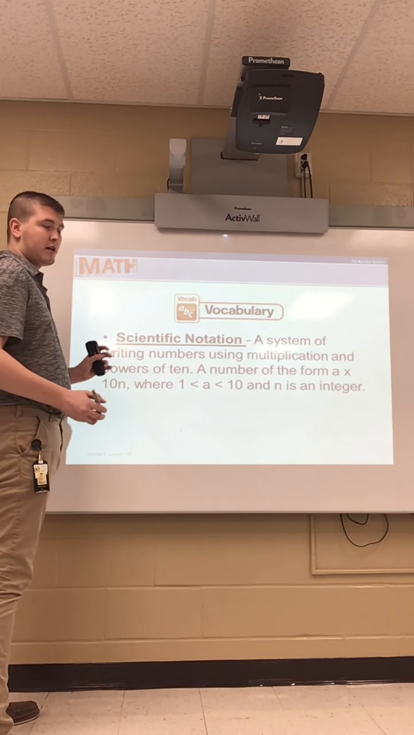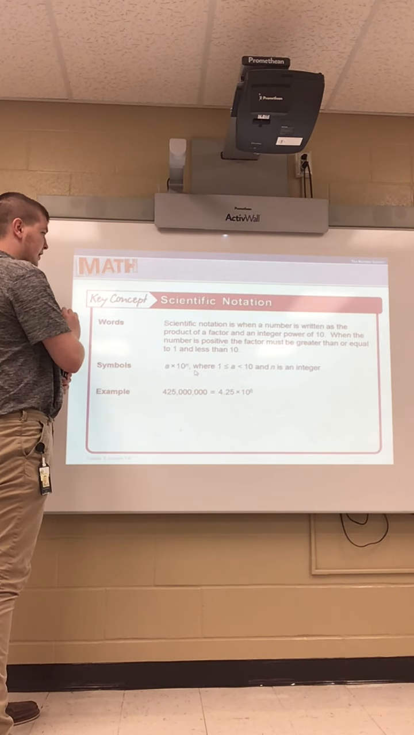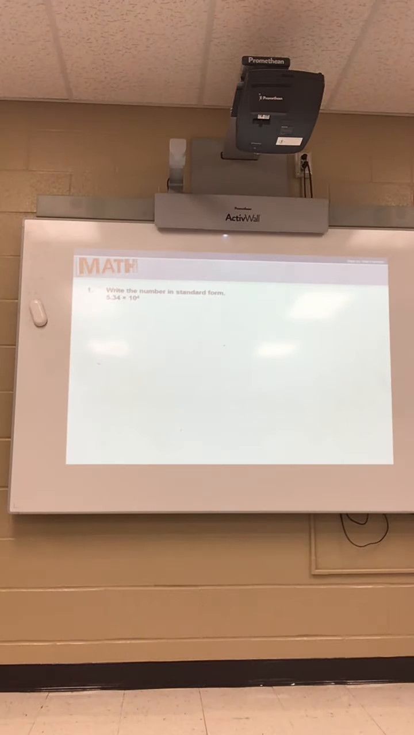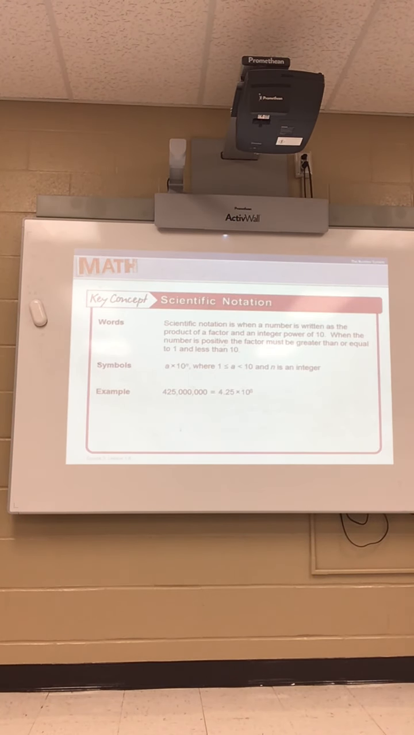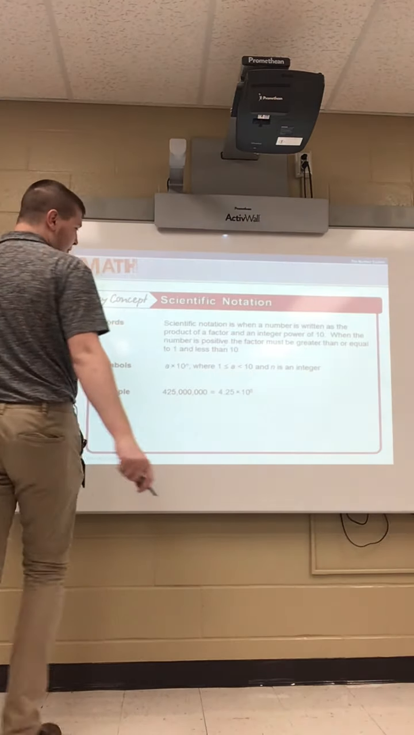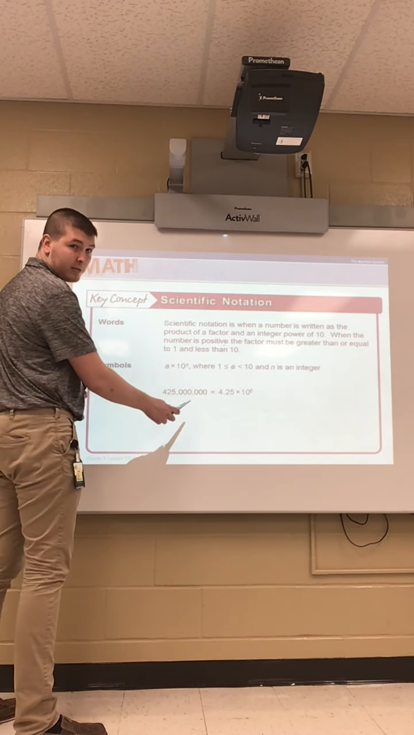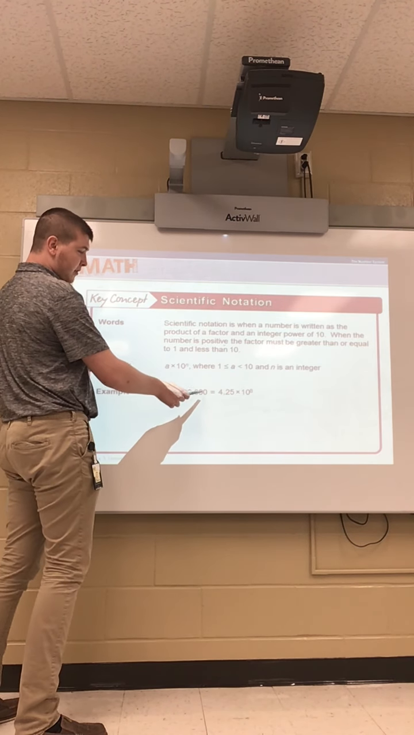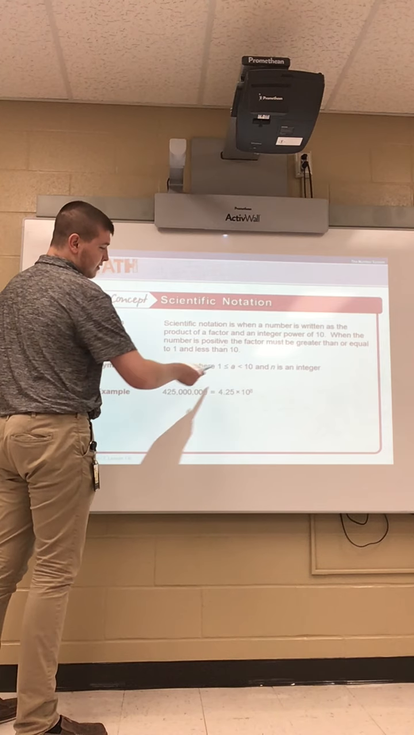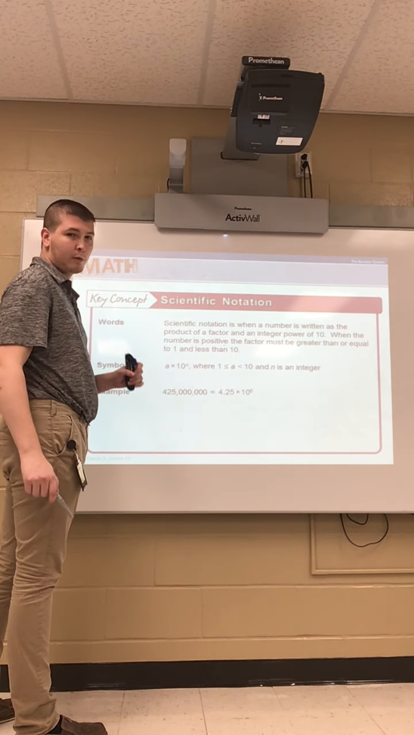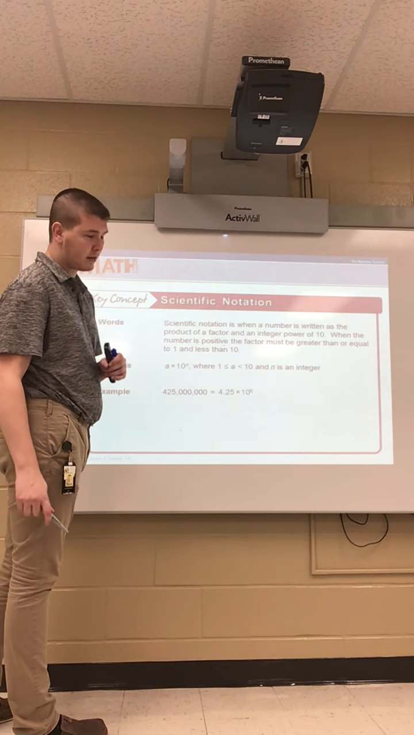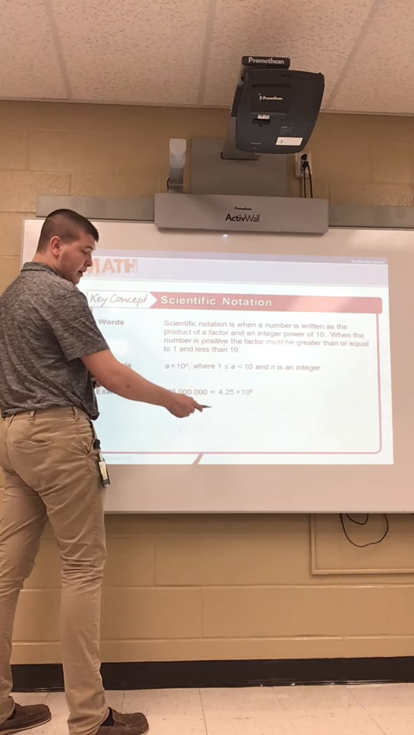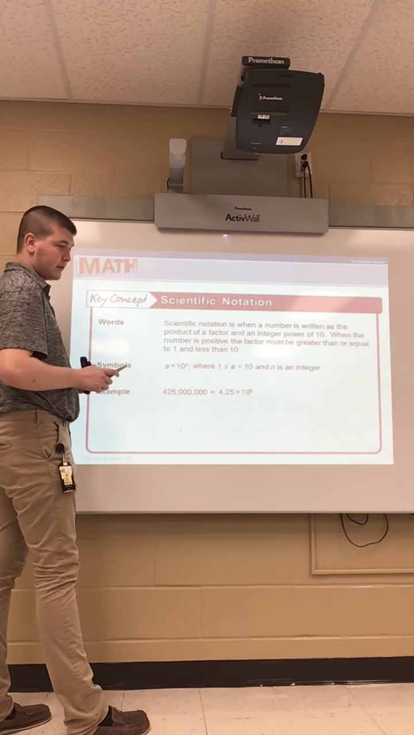Pause it if you don't have it down, because we're going to move on. Let me go back real quick. If you look down here at this example, here's what we're going to be doing. We're going to be taking those standard forms, like this is how you see 425 million, and putting it into this. This is scientific notation, 4.25 times 10 to the 8th. And then we're going to be taking these and turning them back into this.